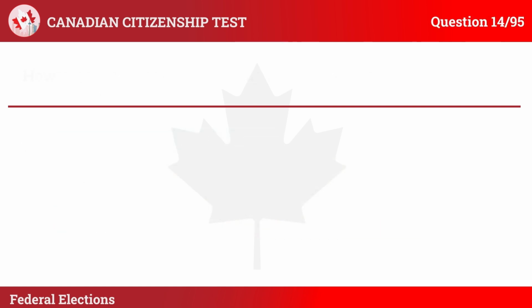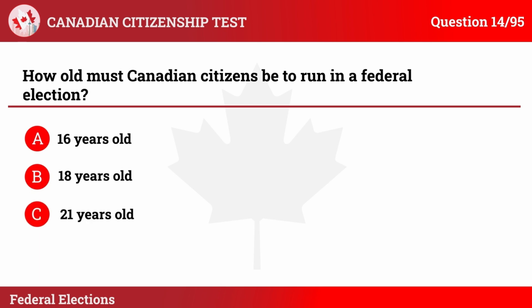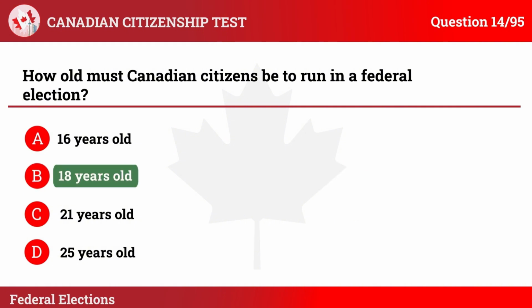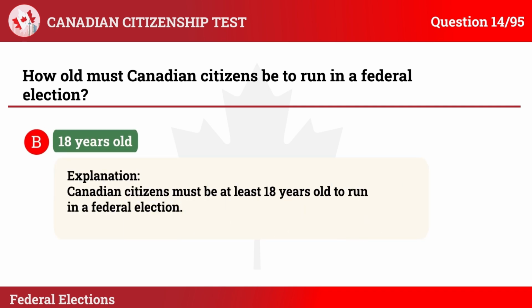Question 14. How old must Canadian citizens be to run in a federal election? A. 16 years old. B. 18 years old. C. 21 years old. D. 25 years old. The correct answer is B. 18 years old. Explanation: Canadian citizens must be at least 18 years old to run in a federal election.